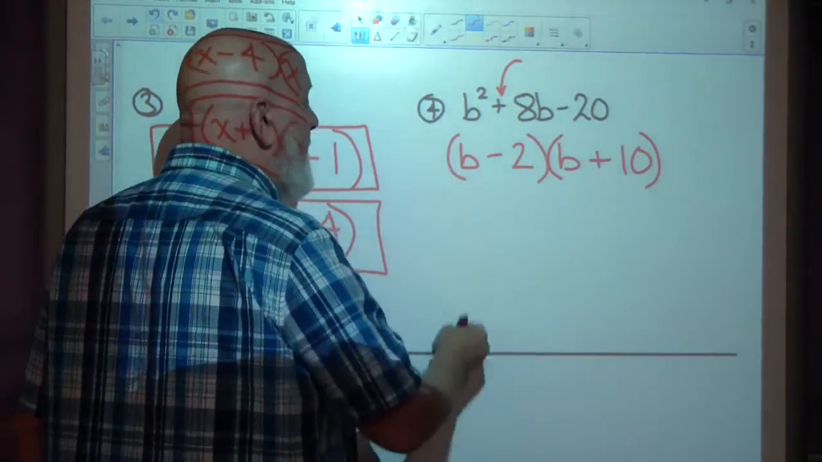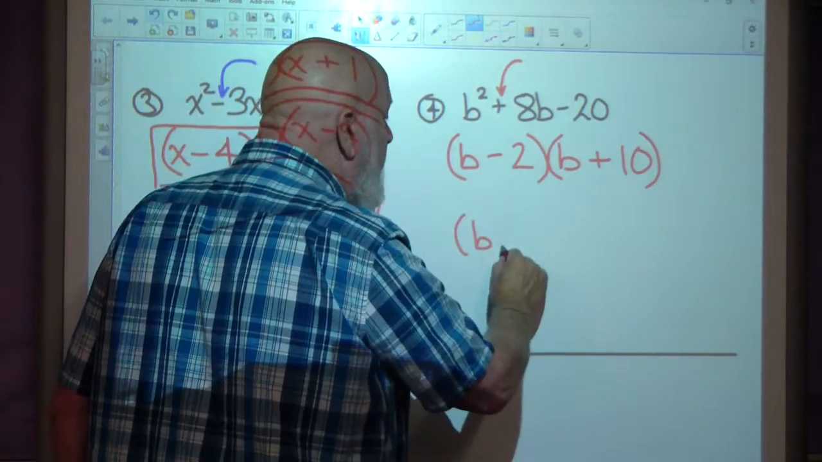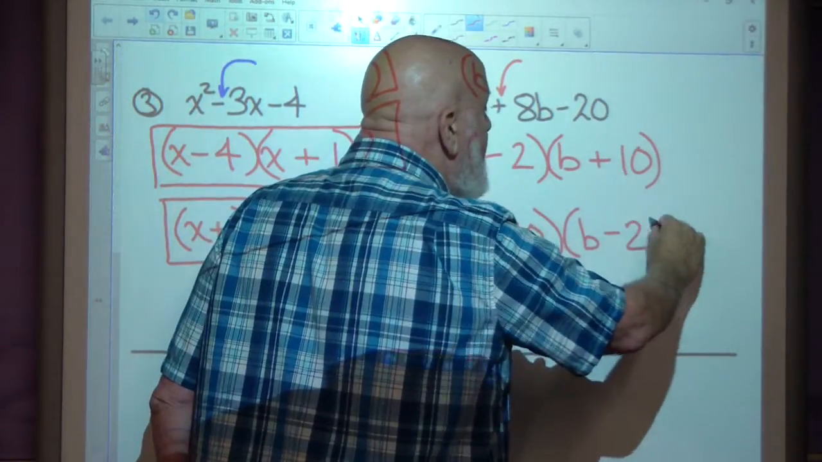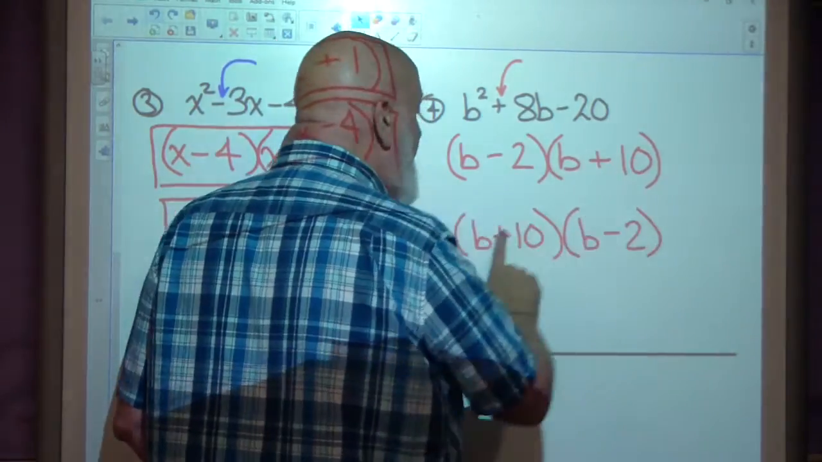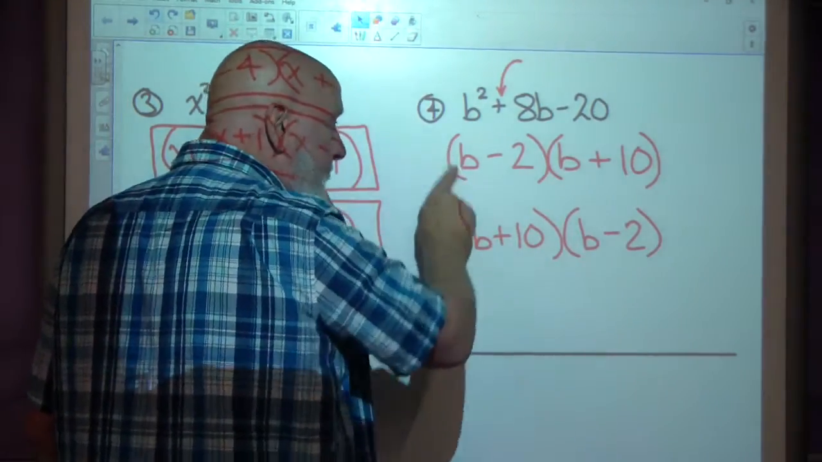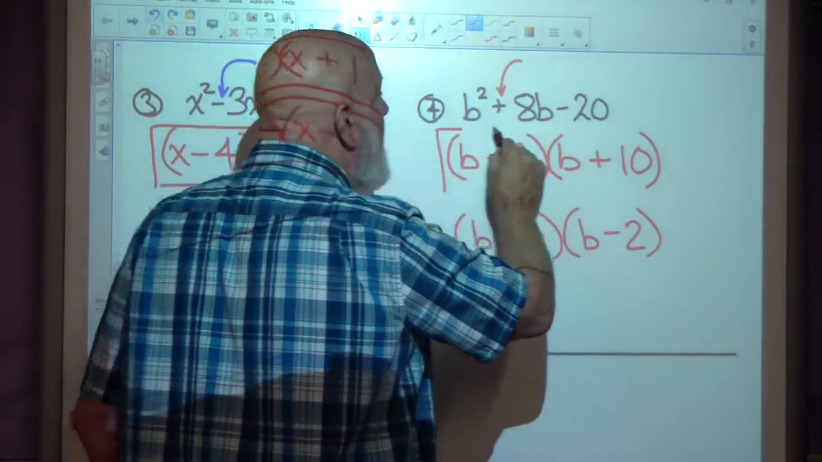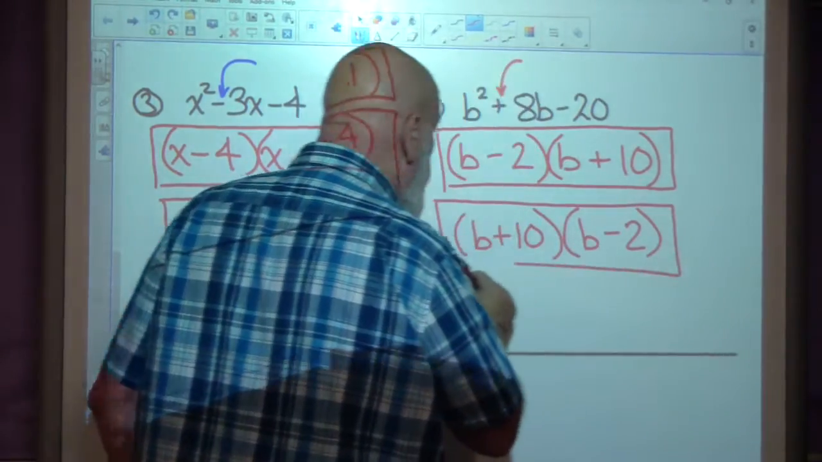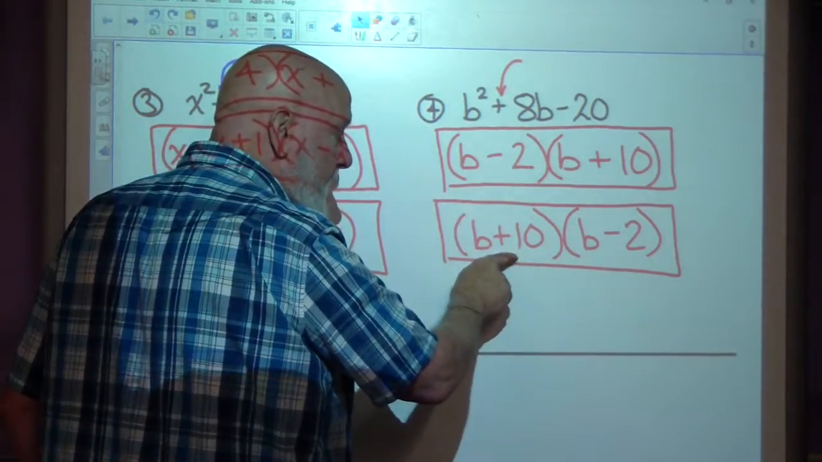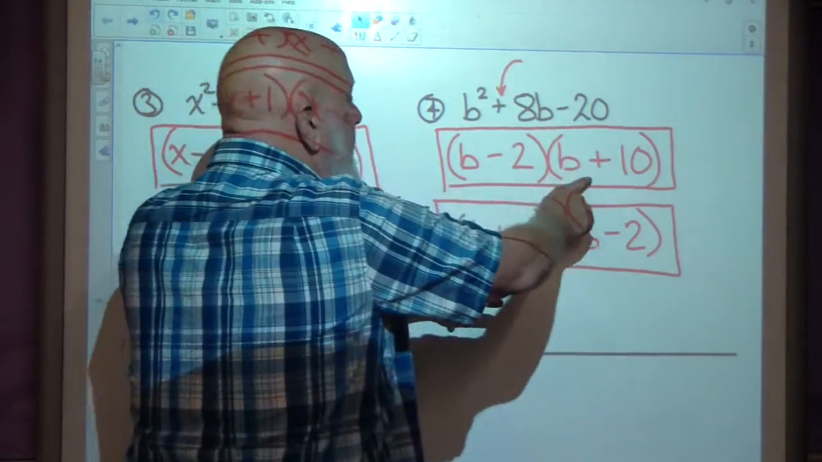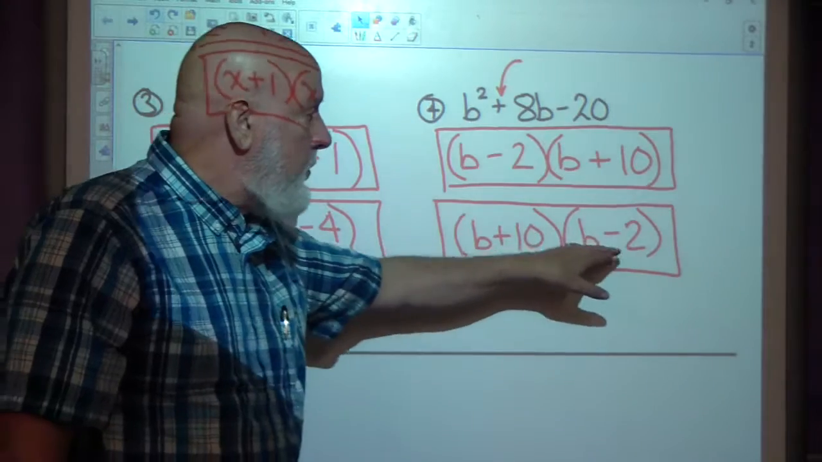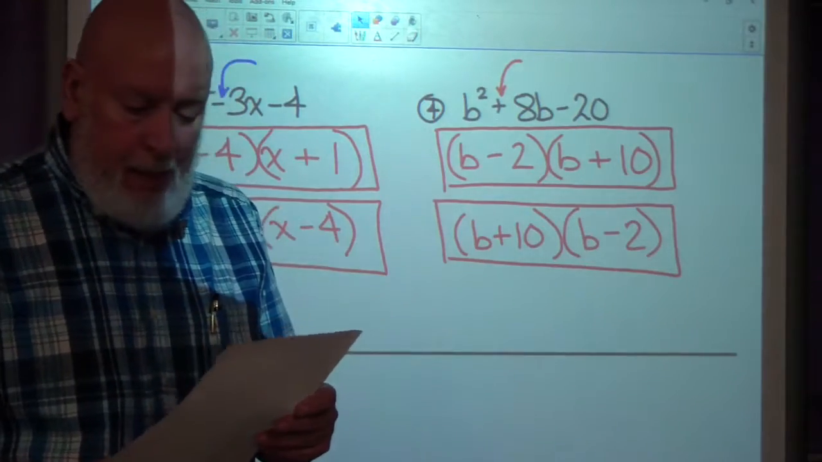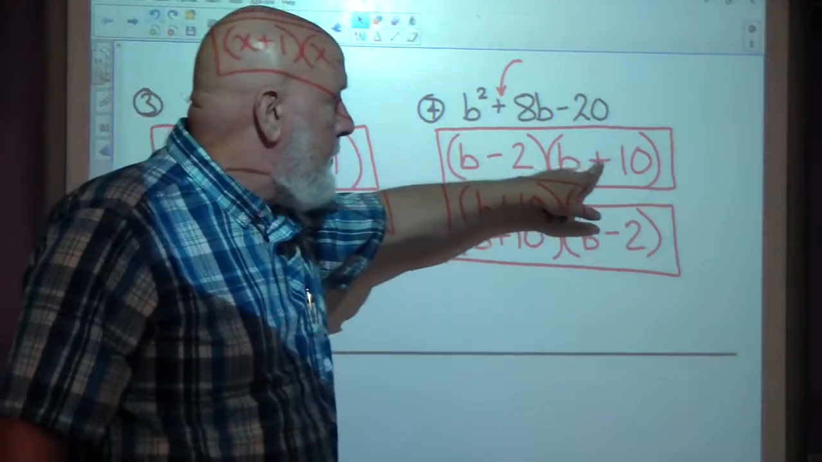I factored it successfully. And I got to remember that I could have written it like this. If you're taking a multiple choice quiz and you get this for the answer and this is how it's written, they have the same value. If you get this and your answer choice is this, pick this one. B plus 10 times B minus 2. The order of the factors doesn't matter. And let's see if I got it right. B minus 2 times the quantity B plus 10.